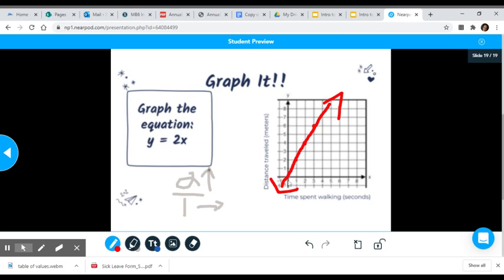Every second, he's going 2 meters. So if you look, here's 1 second, he's going 2 meters. Here's 2 seconds, he's going 4 meters. Here's 3 seconds, he's going 6 meters. Here's 4 seconds, he'd be going 8 meters. So again, this is how you can go ahead and graph any type of equation that you have that has your slope.